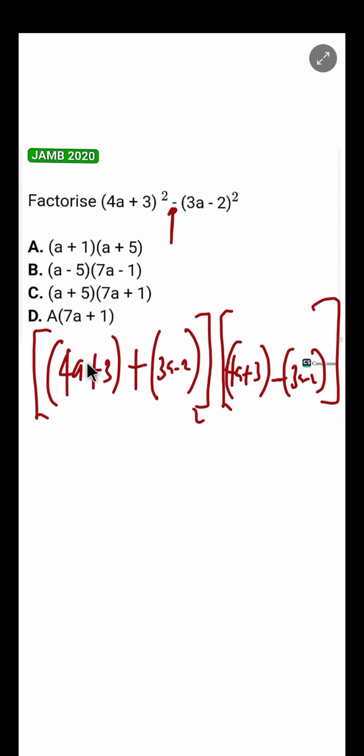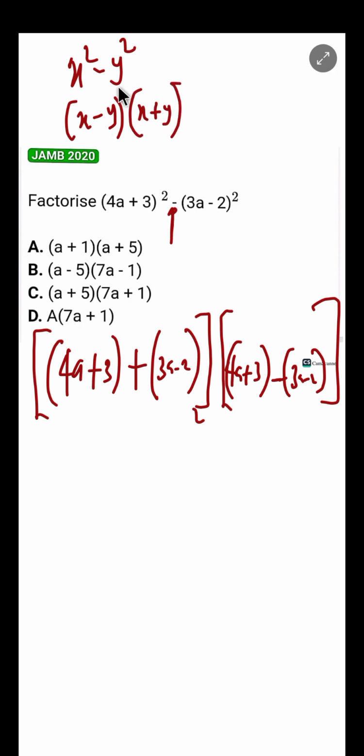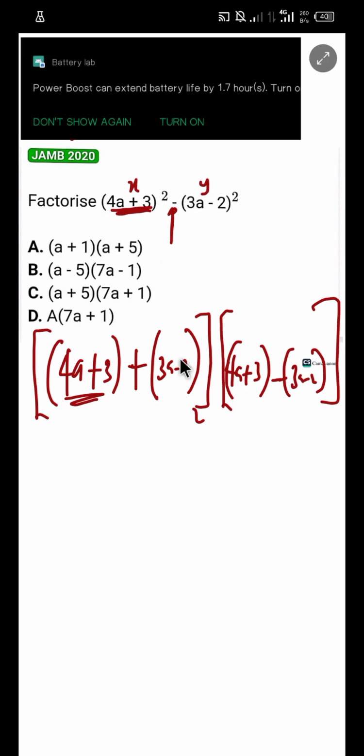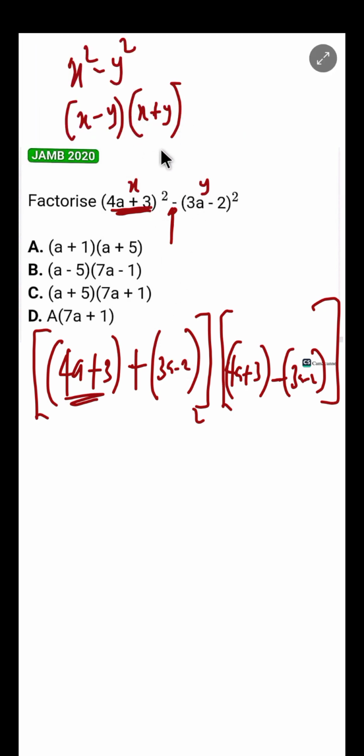Just like saying whenever you have x squared minus y squared, this is the difference of two squares. So you just have to take x minus y, and then you take x plus y, or anyhow. Okay, so that's what I've actually done. This is my x, and this is my y. My x is 4a plus 3. See it here. So I'm using this first. I'm using the positive sign, followed by y, and my y is 3a minus 2 in one bracket. So in the other bracket, you also have minus.